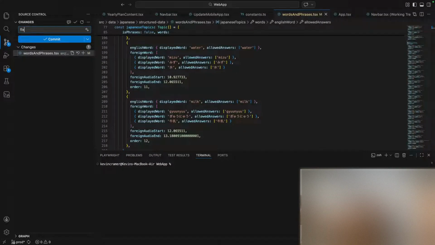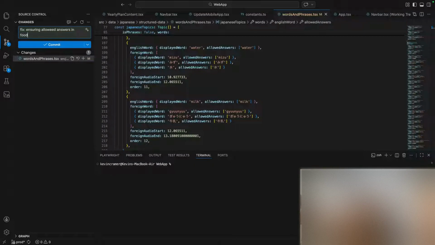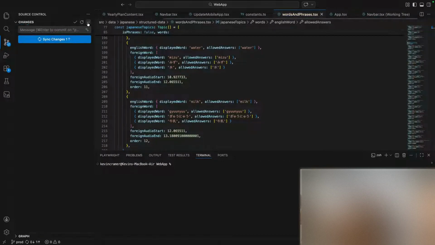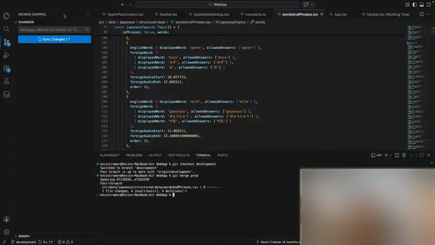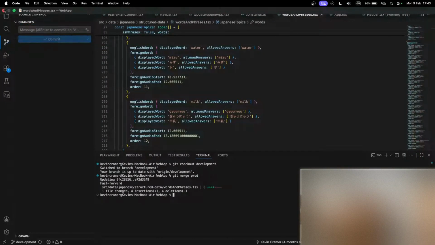So let's push these changes. Fix ensuring allowed answers in foods 1 topic are reasonable. We'll just push that. And then we also want to push that change to the development branch. And then we're done with this. Sorry for the side tangent here.